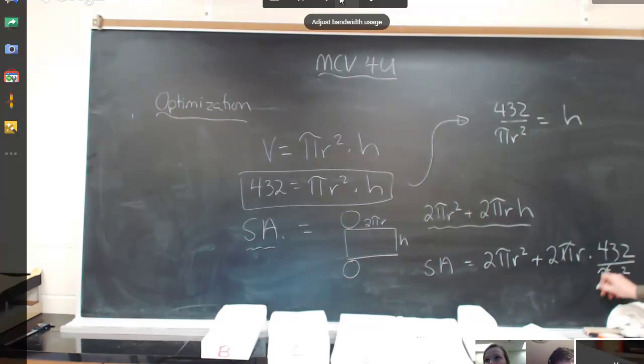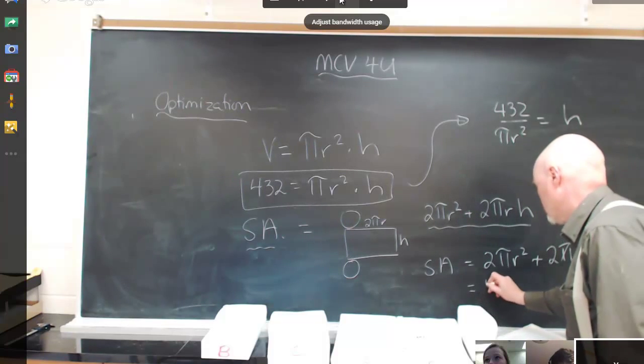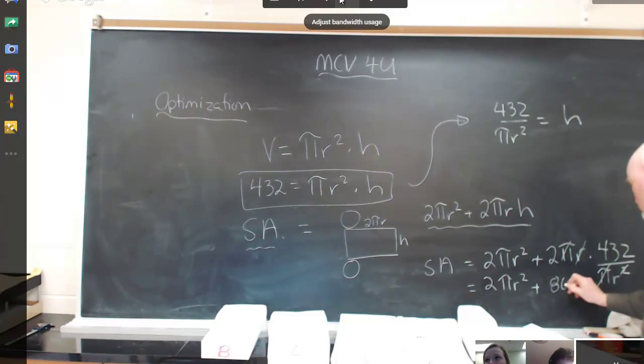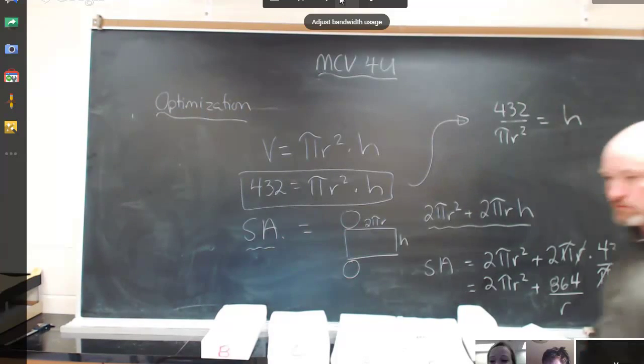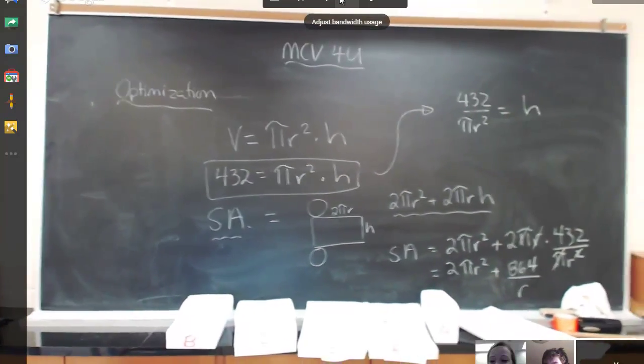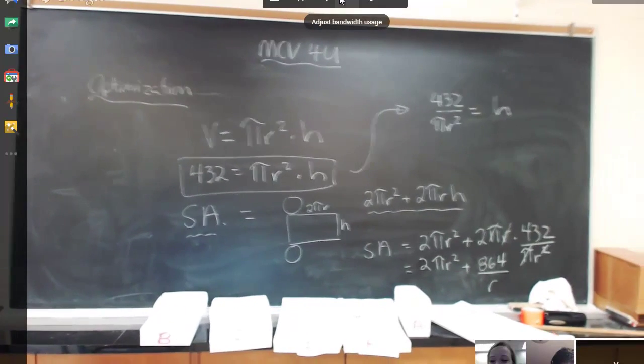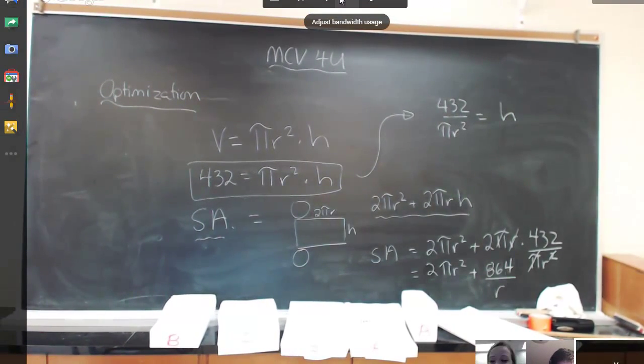And notice that we can do some simplification here. It becomes 864 over r. You're missing a chunk of the board. You just have to turn it that way a little bit. Is that all the way? Yeah, very good. Have I done anything wrong? No, I don't think so.